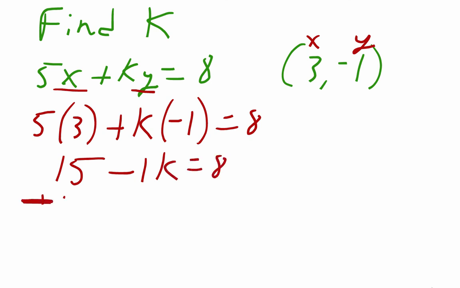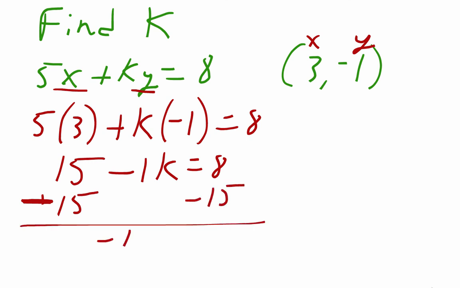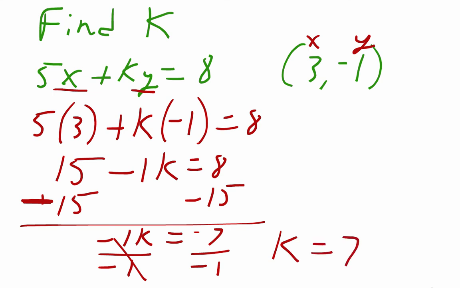And then we'd subtract 15. Subtract 15. So I have negative 1k equals negative 7. Divide by negative 1, divide by negative 1. So k equals 7. So that's what you have to do there. You don't have to write an equation or anything. They already did most of that for you. They just want you to figure out what k represents given a point. So you just substitute all the information in there and then solve for k.